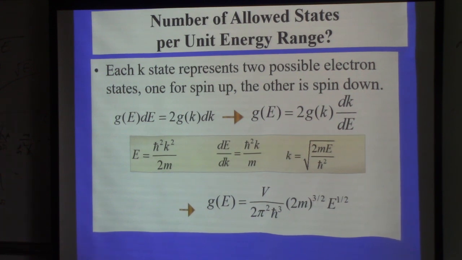So I would encourage you to do the one-dimensional case. If you do that one, you will find that 2D g(E) is a constant. So 1D g(E) goes like 1 over square root of E.